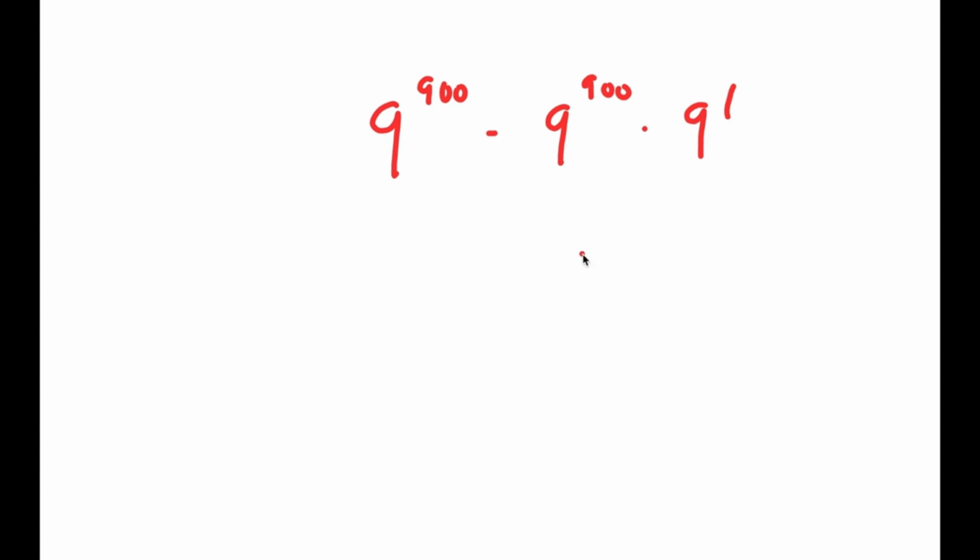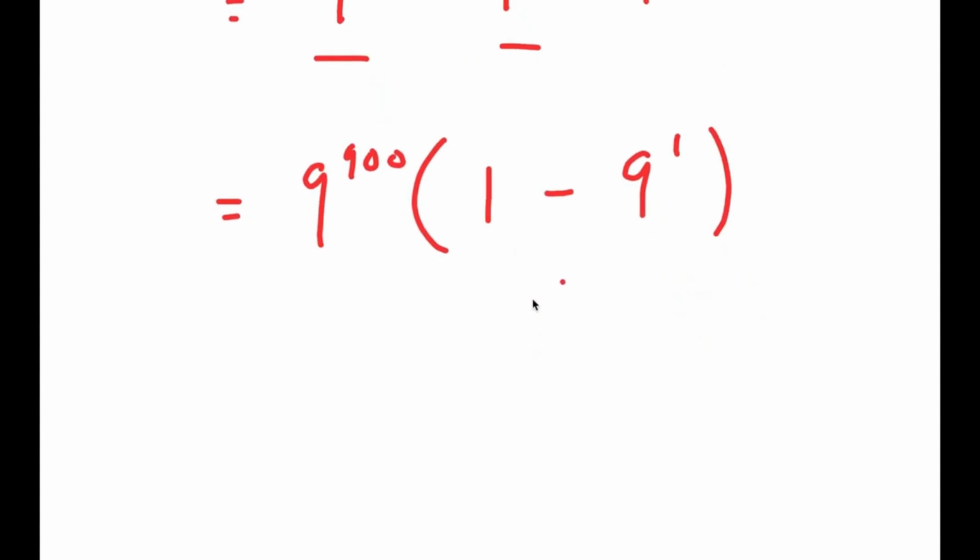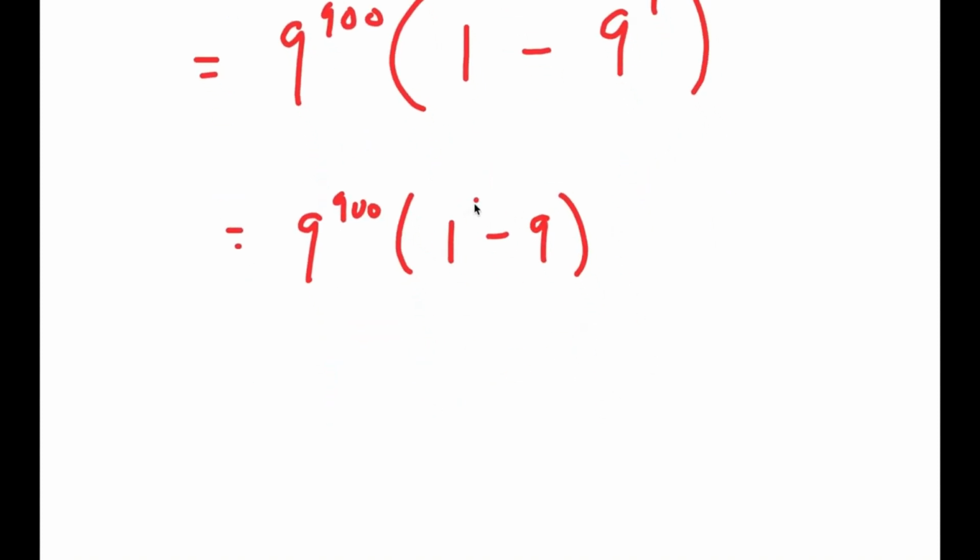So now from here, these two terms have 9 to the power of 900 in them. So I'm going to factor out 9 to the power of 900, which is what I said I was going to do at the beginning of the video. So now I get 9 to the power of 900 times 1 minus 9 to the power of 1. And this is equal to 9 to the power of 900 times 1 minus 9, because 9 to the power of 1 is the same thing as 9. Now 1 minus 9 is equal to negative 8, so I get 9 to the power of 900 times negative 8.